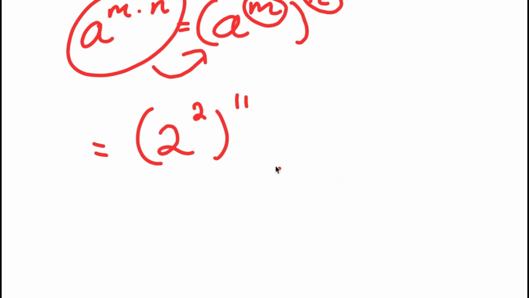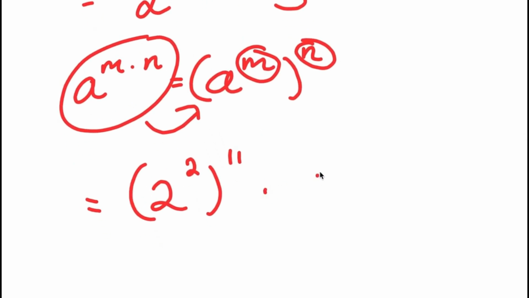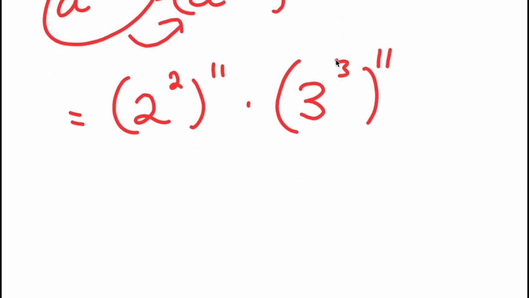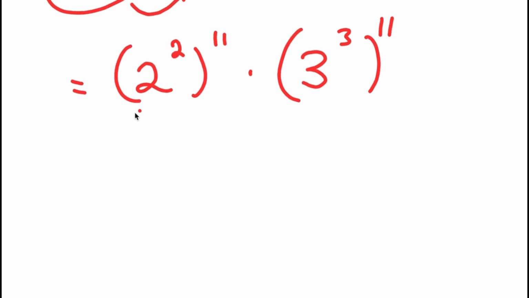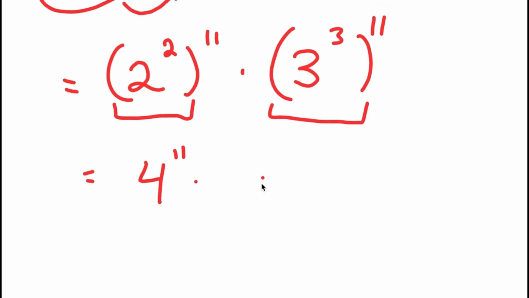So now, I'm going to rewrite this as 2 to the power of 2 to the power of 11 times 3 to the power of 3 to the power of 11. So I did the same thing with 3 to the power of 11 times 3. Now, I'm actually going to simplify what's in the parentheses. So I have 2 squared in the parentheses, which is equal to 4 to the power of 11. And I have 3 to the power of 3 in the parentheses, which is equal to 27 to the power of 11.